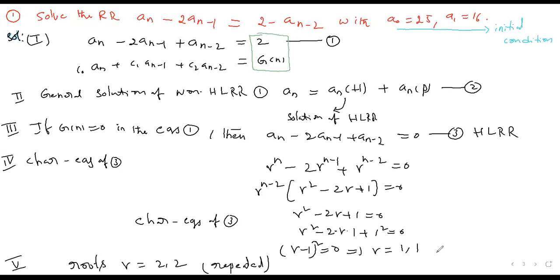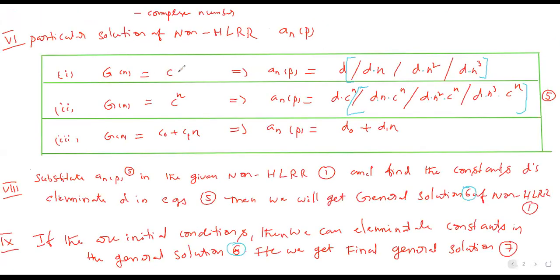Yes or no? Yes. If Gn equals C, C means constant. If Gn equals C, then what is the An of P here?